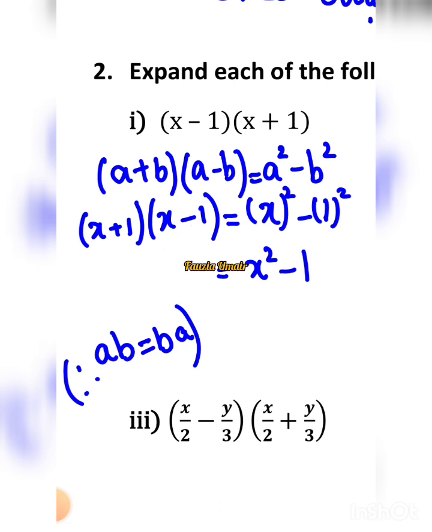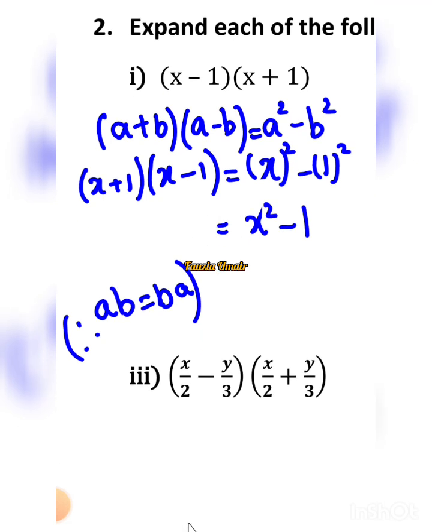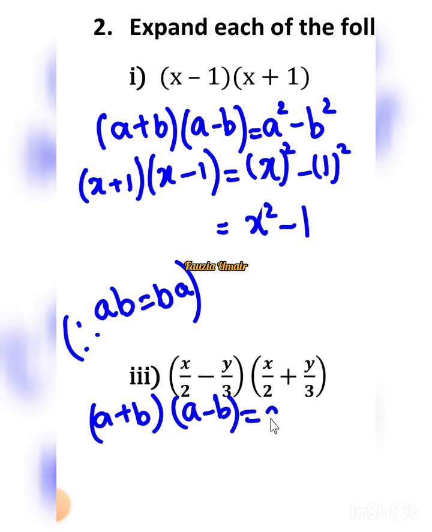So moving on to next question. I hope this question is clear. So this is question number 3. So you can see that this is again the same question, a minus b into a plus b. So basically the formula is a plus b into a minus b, and that is equal to a square minus b square.